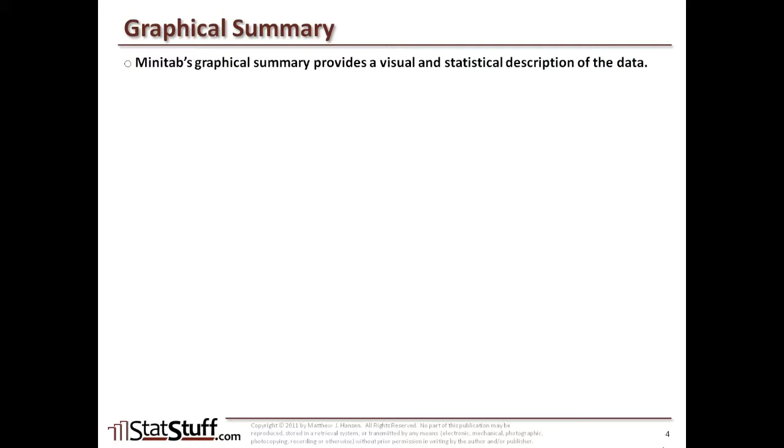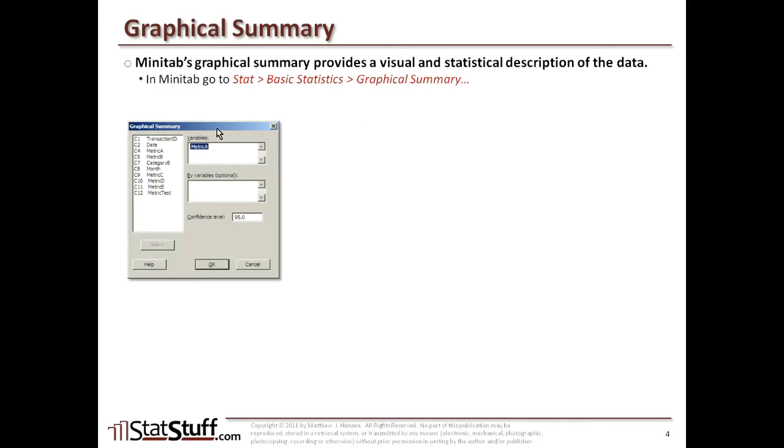Obviously Minitab is not the only tool that can give you this type of information, but these examples are typically what you can use if you happen to be using Minitab as your source. If you're going to be using Minitab for this, then you would go to the Stat menu, Basic Statistics, and then Graphical Summary. Then what's going to present to you is this dialog box.